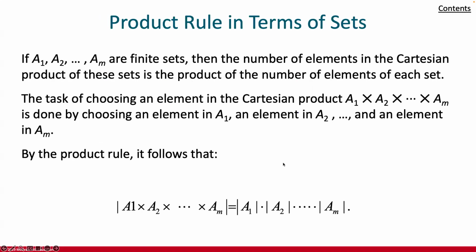So, the product rule in terms of sets: if A1, A2, up to Am are finite sets, then the number of elements in the Cartesian product of these sets is the product of the number of elements of each set. So the product rule can be laid out as here: the size of A1 times A2 all the way up to Am is equal to this formulation that we see there.